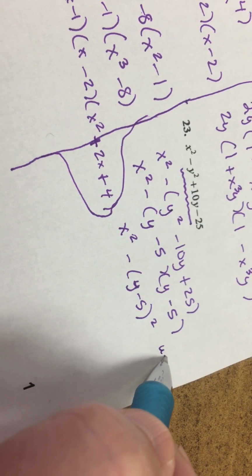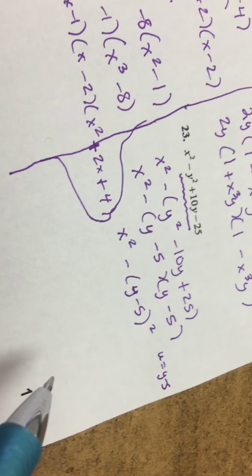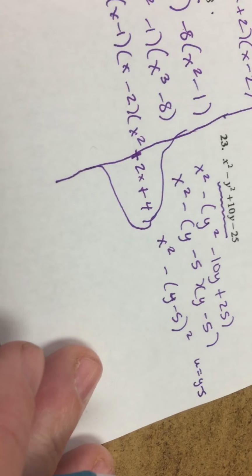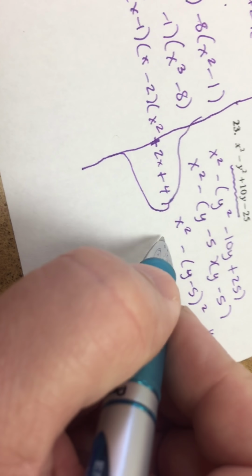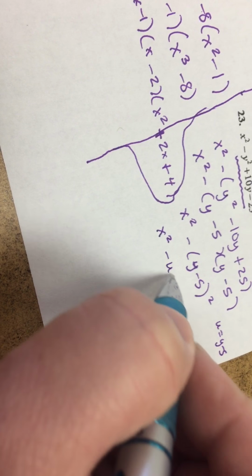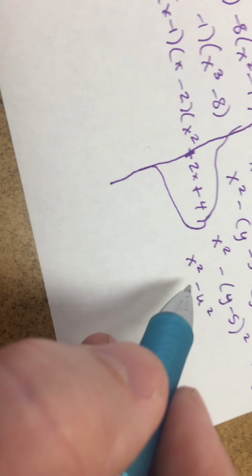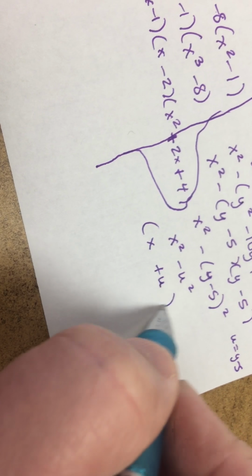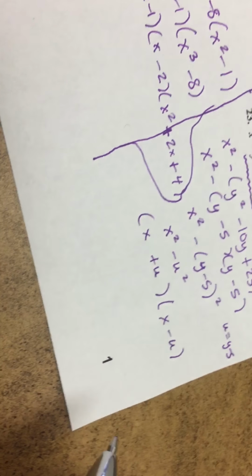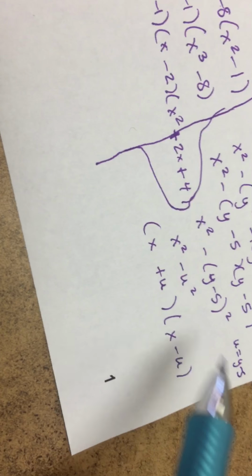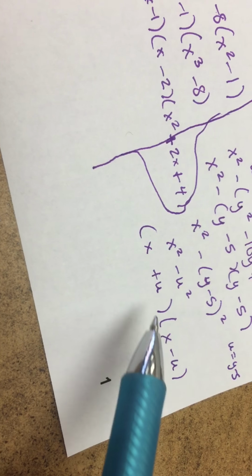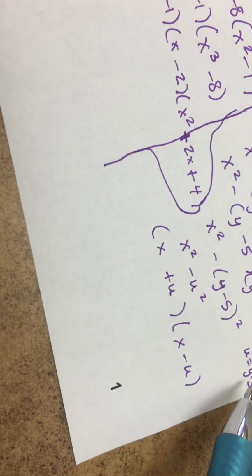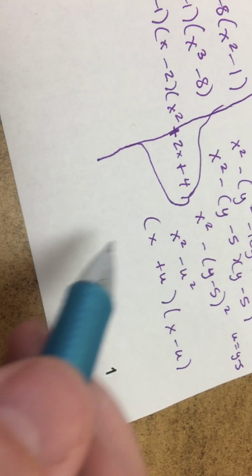So I am going to let u equal y minus 5. You don't have to do the u substitution step, but it's handy. So x squared minus u squared. Because everybody can factor x squared minus u squared. That's like the easiest thing in the world to factor. But just like last night, there were a couple of you that left this u in your answer. But you have to go and put y minus 5 back in the place of u.